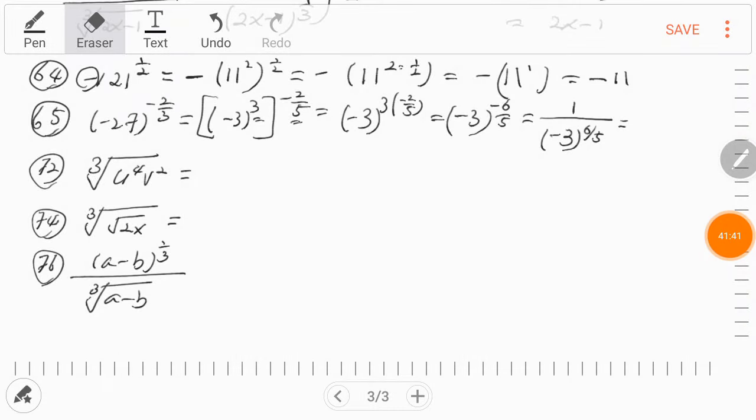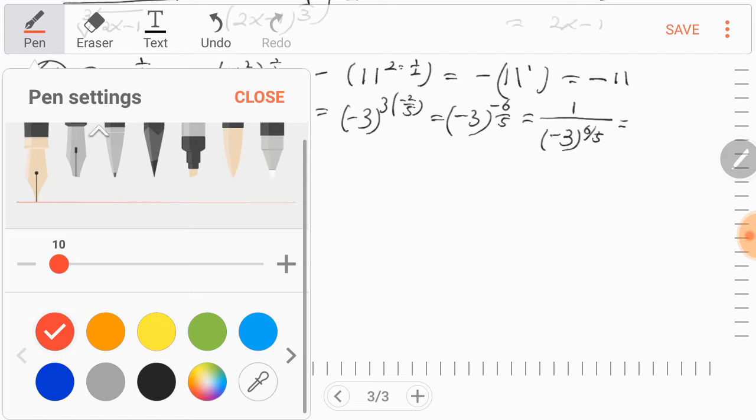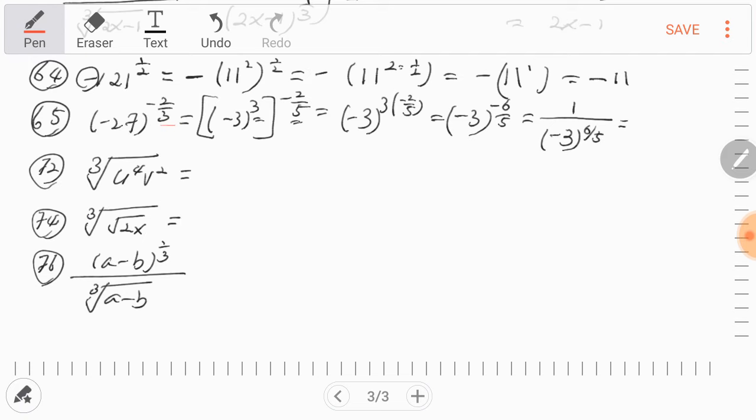Okay, I'm sorry. You know what? I copied wrong. The denominator is 3, but I used 5. So this has to be 3. So let me erase this one and do it again. I'm sorry about this mistake.